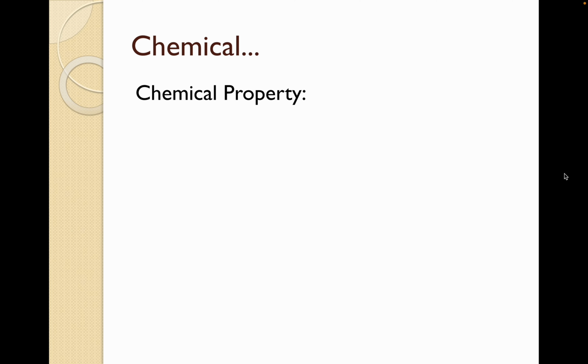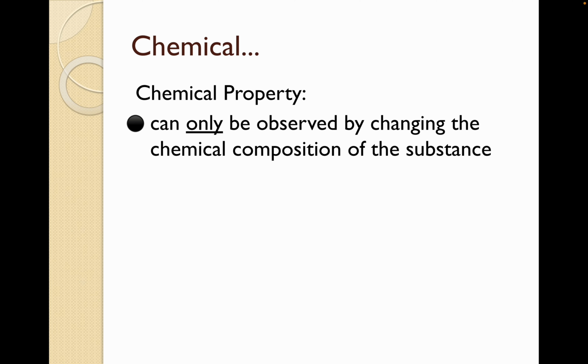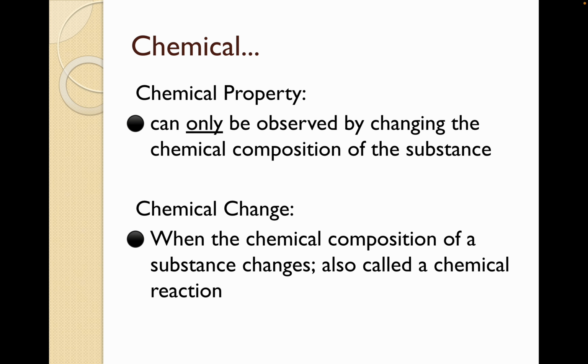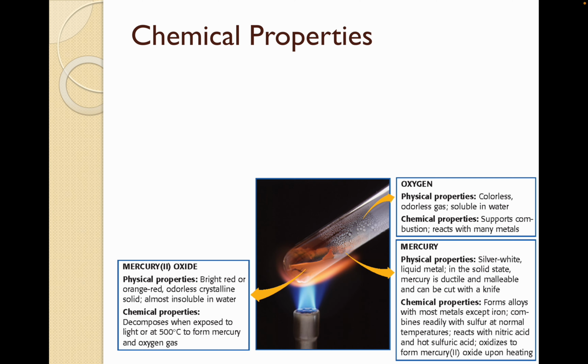Chemical property: only observed by changing the chemical composition of the substance, as I just went over. So chemical change. When the chemical composition of a substance changes, this, as I said, can also be called a chemical reaction. Chemical change, chemical reaction. Pretty much all the time, you're only going to hear chemical reaction. You're not going to hear anyone say chemical change.